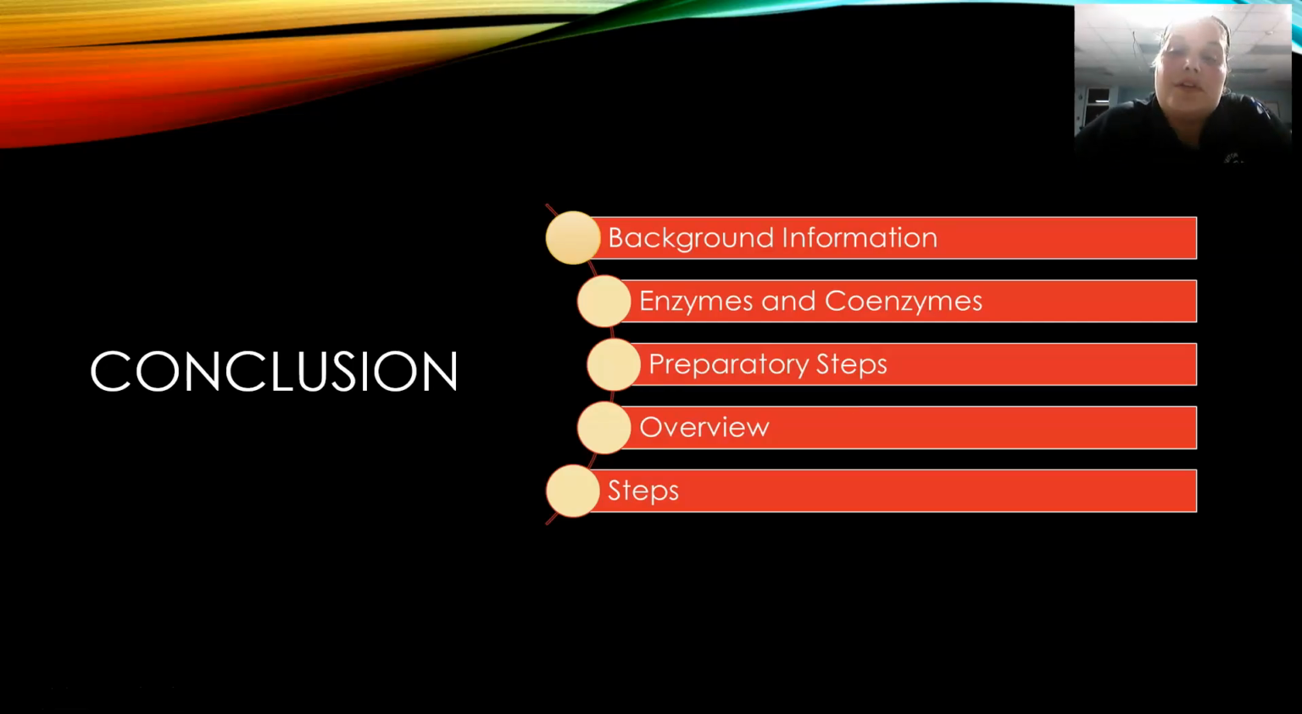So in conclusion, we went over a little bit of background information regarding the pyruvate dehydrogenase complex. We also went over the enzymes and coenzymes. We have 3 enzymes and 5 coenzymes. We also went over the 2 preparatory steps because we know that we have to get pyruvate by going through the pathway of glycolysis in the cytosol before we can move into the mitochondrial matrix to begin the formation of acetyl-CoA. And we then went over a basic overview of the main 3 steps in the complex. And then lastly, we went a little bit more in depth into the steps.